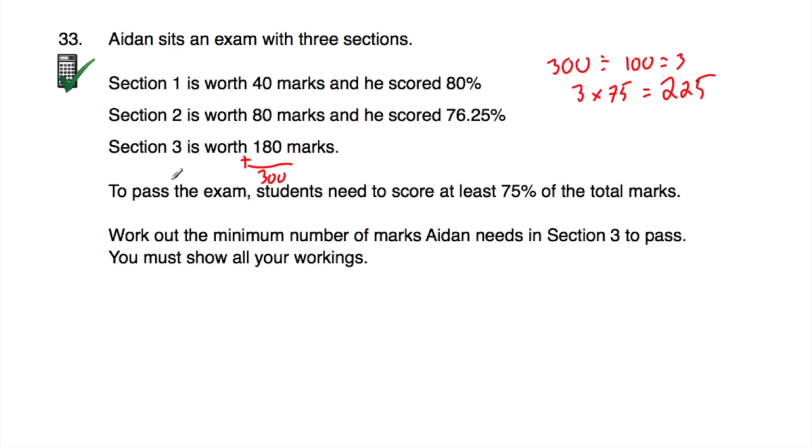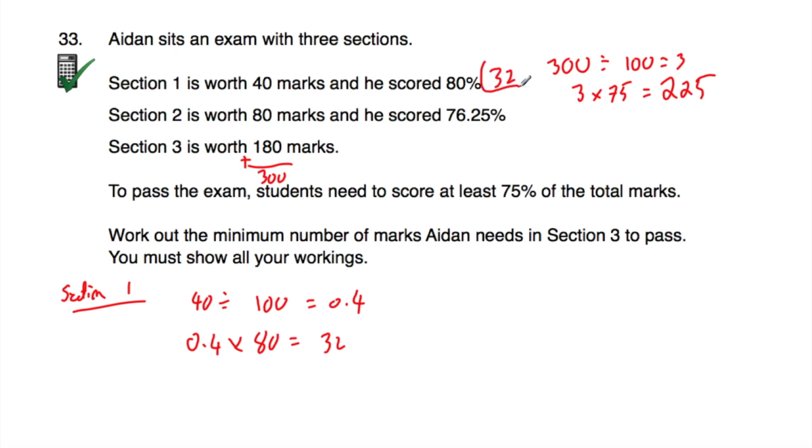So it says how many marks must he obtain in section 3. Well, we can work out how many marks he's obtained in section 1 by doing 80% of 40. We can work out how many marks he got in section 2 by working out 76.25% of 80. And then we'll see how many more he needs to get 225. Okay, so let's do that. So section 1, we need to work out 80% of 40. So let's take 40, divide it by 100 to find 1%. That's equal to 0.4. And then do 0.4 multiplied by 80, which is 32. So that means that Aidan obtained 32 marks in section 1.